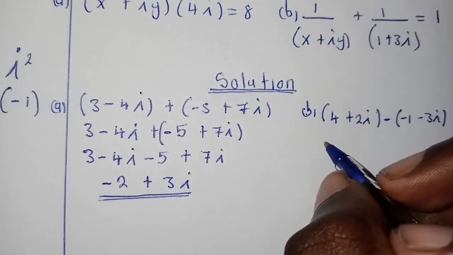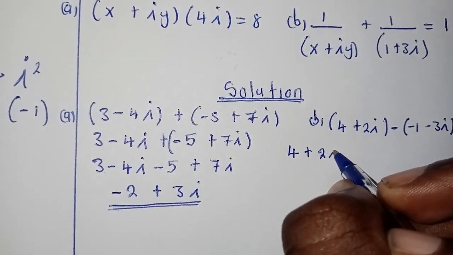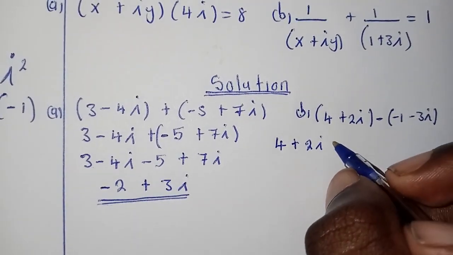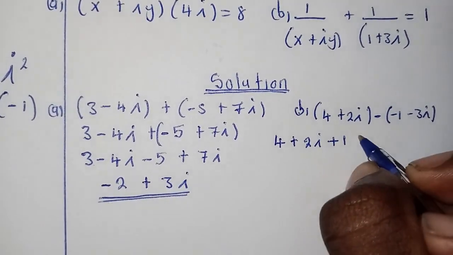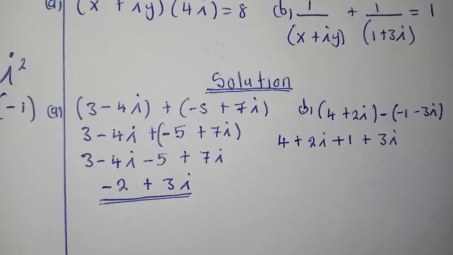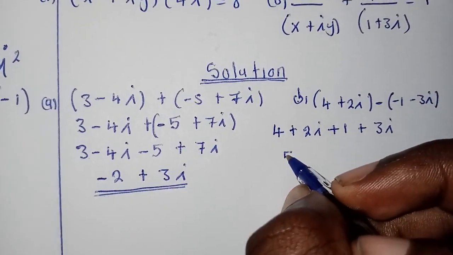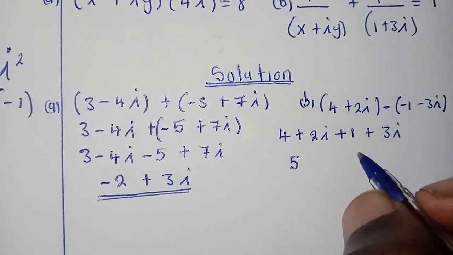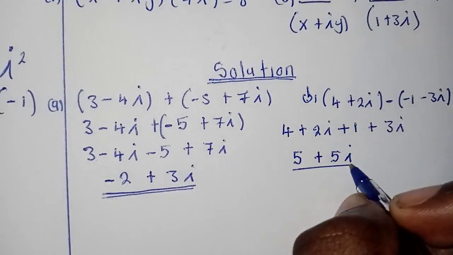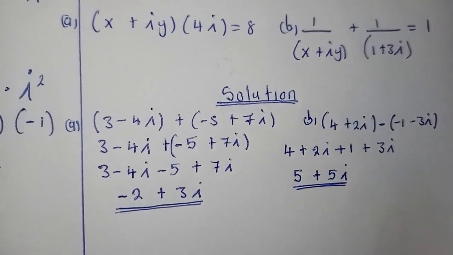Okay, so here the first thing we'll do, we expand everything. So this is 4 plus 2i, okay, plus 2i. Then this negative 1 multiplied by negative 1 is going to give us a positive 1 and a positive 3i. Then of course we collect the like terms. 4 and 1 are real numbers, so 4 plus 1 is going to give us 5, and 2 plus 3, these are imaginary numbers, and that will give us a 5i. Okay, so this is just how we go about complex numbers. They're very simple.